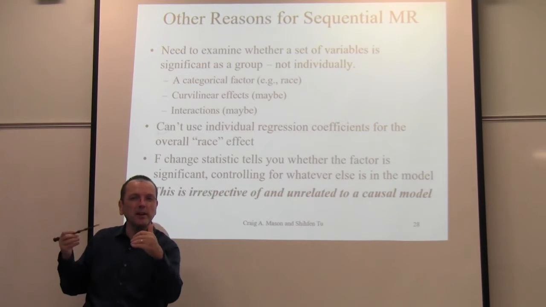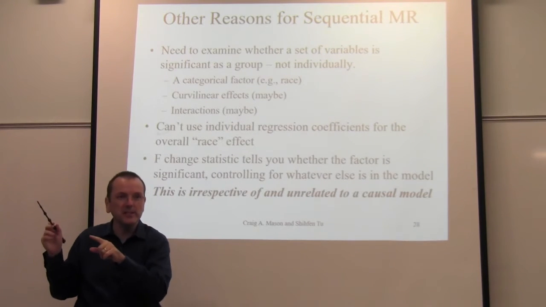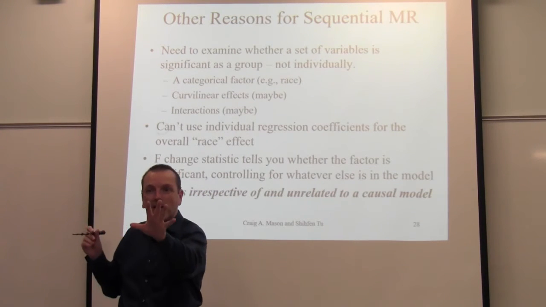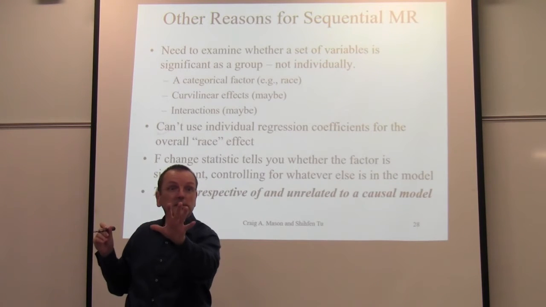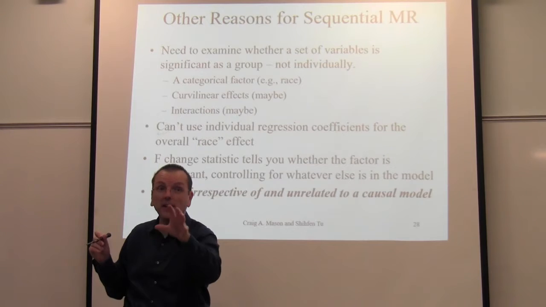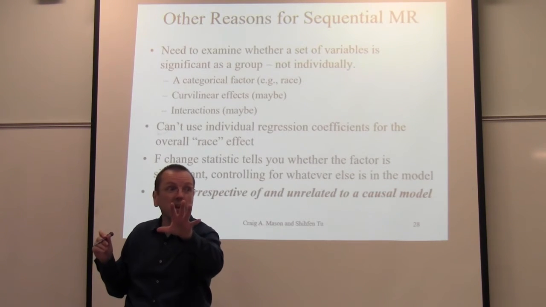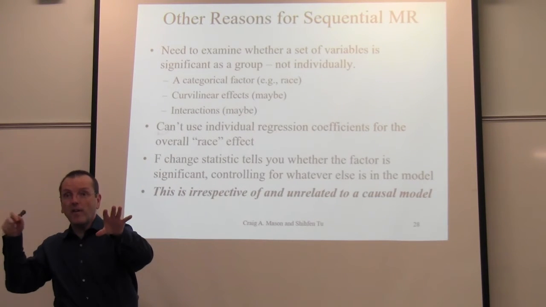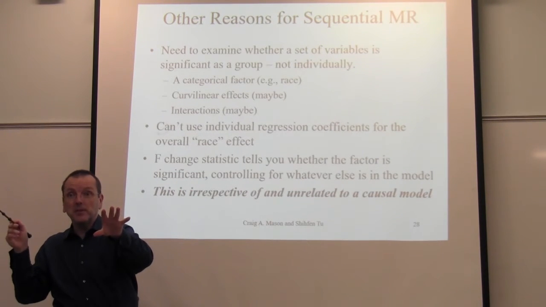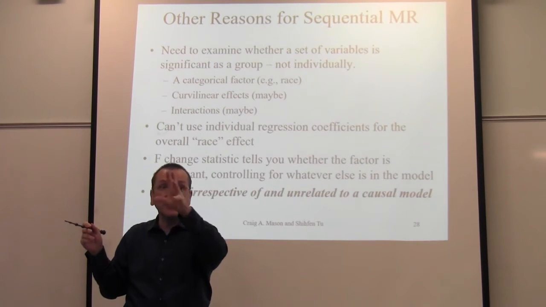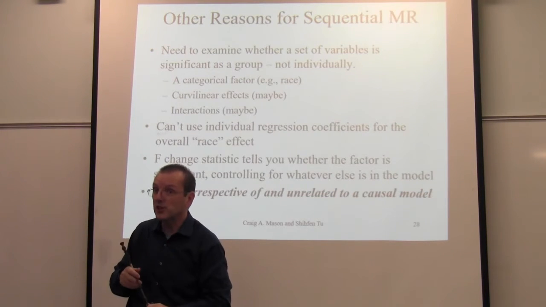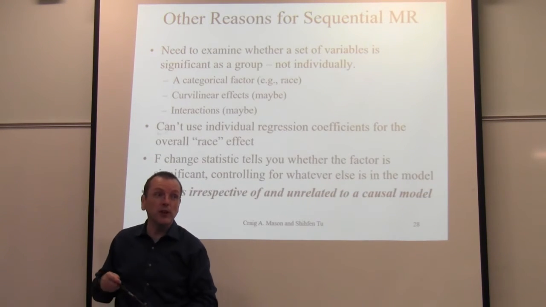I'm getting a little bit ahead of us. But there are situations where you may need to enter a set of variables to see, is this set of variables significant? That set might be a curvilinear effect, or it might be an interaction effect. The only way to test that as a set is to first enter all the other variables, and then add this set and look to see, is the R-squared change significant? That's not fishing. If you have a theory, that's not fishing, though people will fish for interactions all the time.